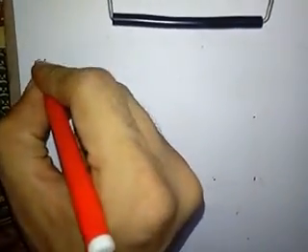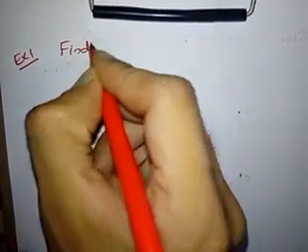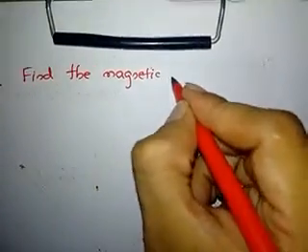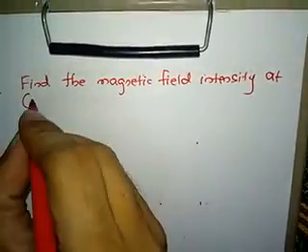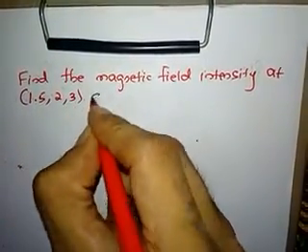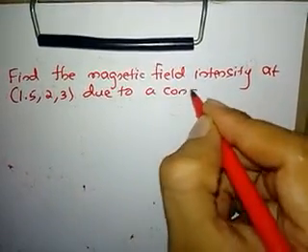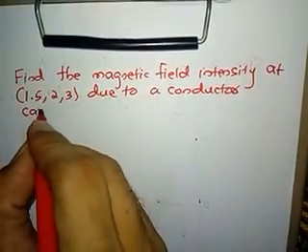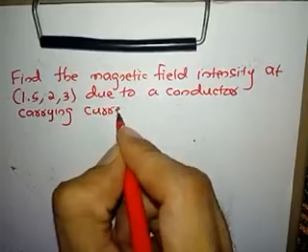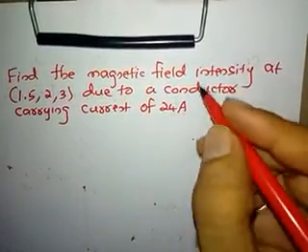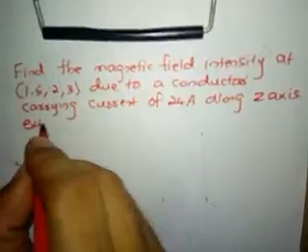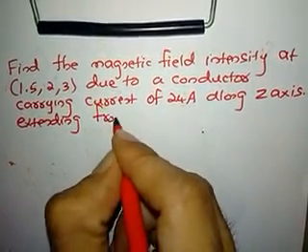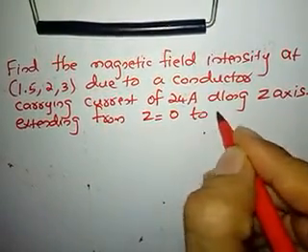Consider this first example, example 1. Find the magnetic field intensity at the coordinate 1.5, 2, 3 due to a conductor carrying current of 24 ampere along the z axis, extending from z equal to 0 to z equal to 6.